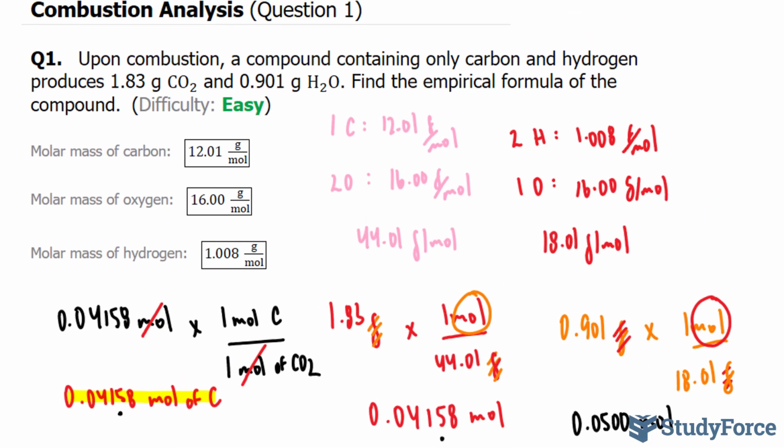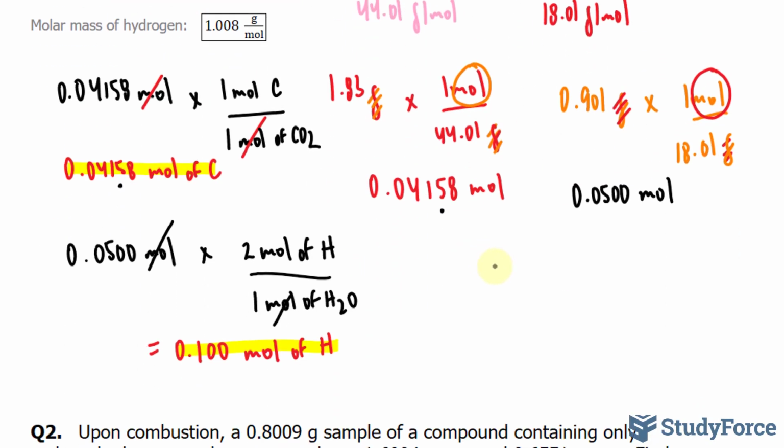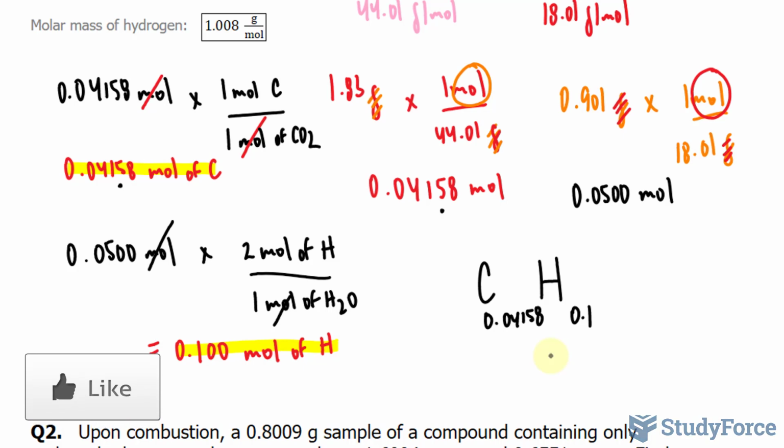Now we're told in the question that upon combustion, the compound only contains carbon and hydrogen. So the empirical formula should have C and H, and we found that the moles of carbon equals 0.04158, and the moles of hydrogen equals 0.1. These numbers are not integers. We do need integer numbers. We need natural numbers here. And to make these decimal numbers into whole numbers, I first need to divide both of them by the smaller of the two. 0.04 is the smaller of the two, so I'll divide this number by 0.04158. That makes it a 1. And divide 0.1 by the same thing.